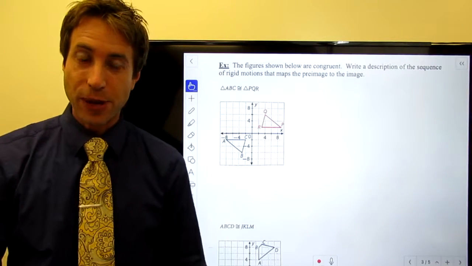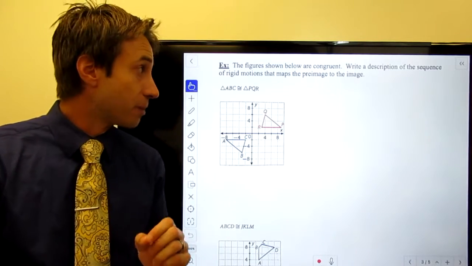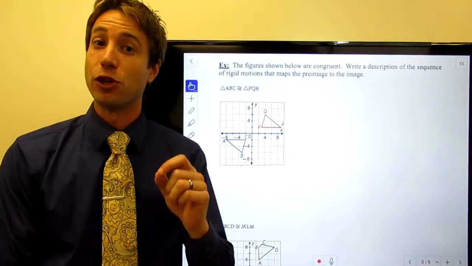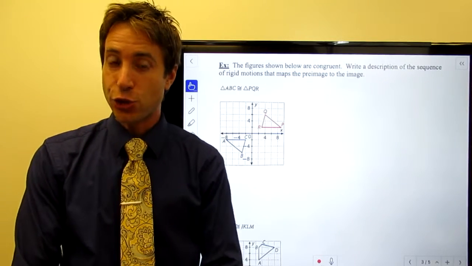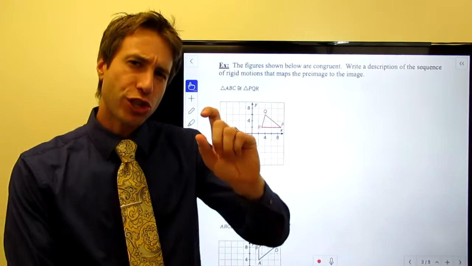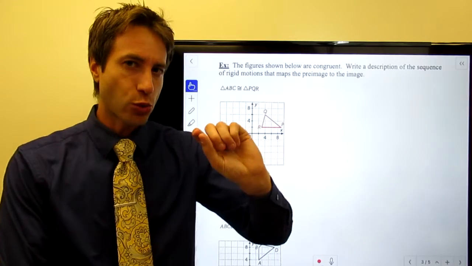Hey guys, welcome to this page of the notes. What we're going to do here is continue with this idea of congruency and rigid transformations. But this time, I'm going to change things on you a little bit. We're going to kind of switch it around.